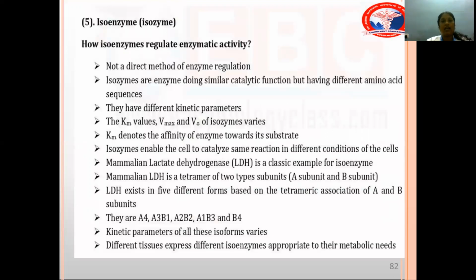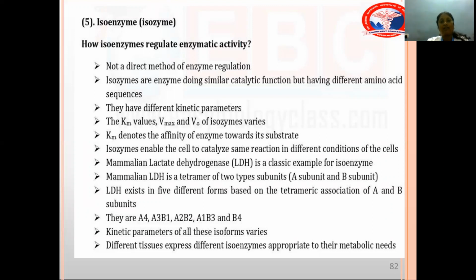The fifth category is isoenzymes. What are isoenzymes and how do they regulate enzymatic activity? Again, it is not a direct method of enzyme regulation. Isoenzymes are enzymes which catalyze the same chemical reaction but differ in their physical properties. They have different kinetic parameters: Km values, that is, the affinity of the enzyme towards the substrate, and maximal velocity vary. They also differ in their tissue distribution.